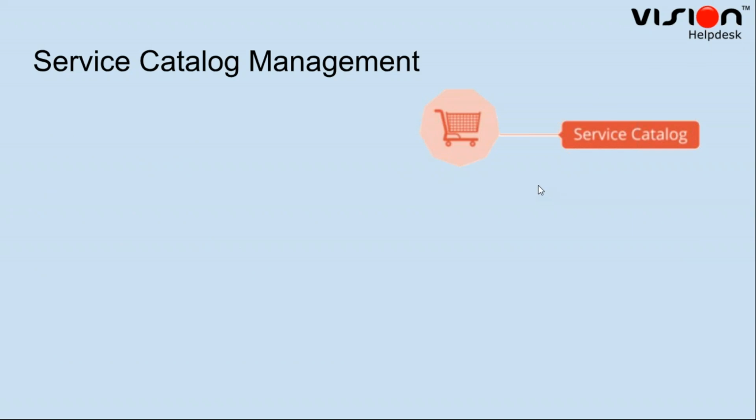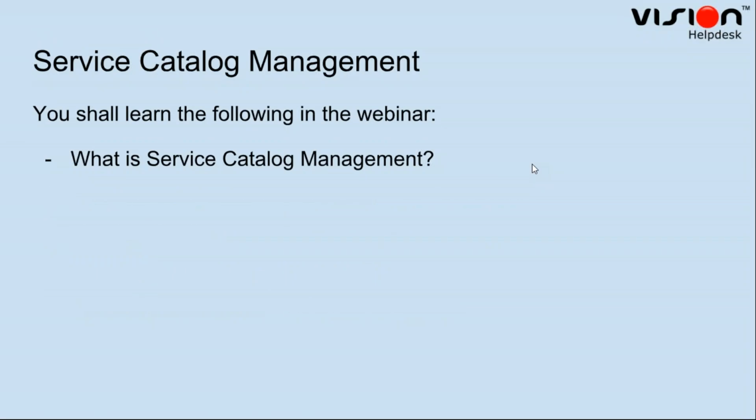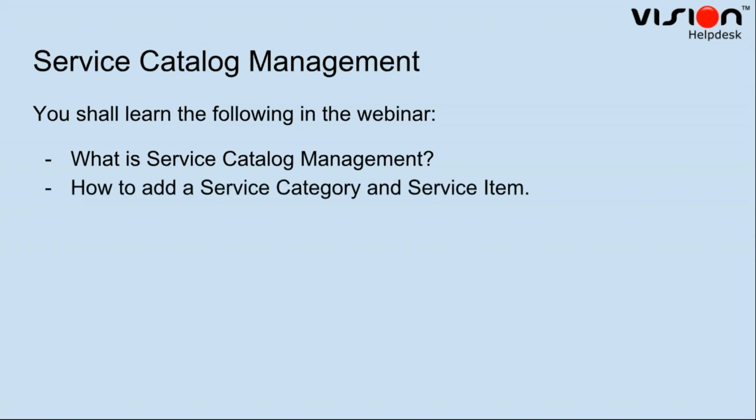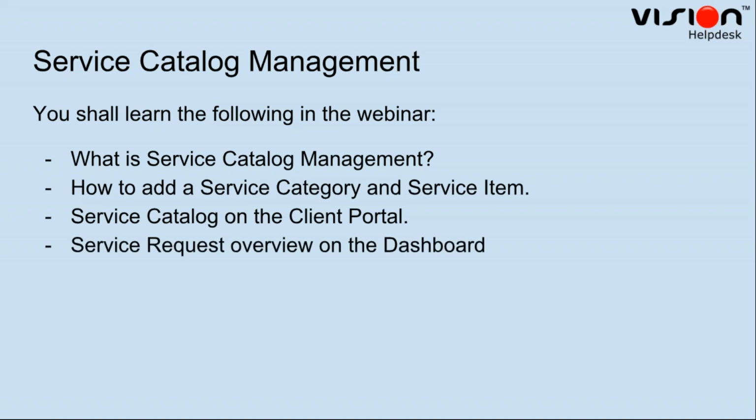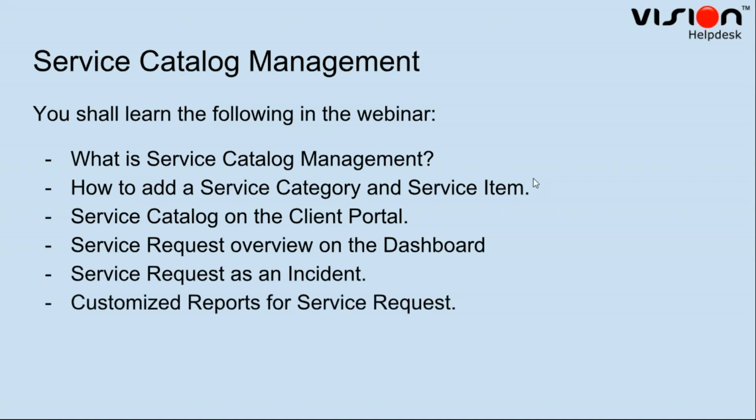So we're going to see now what is there in the service catalog and the service catalog management. So what are we going to learn in today's webinar? What it's going to cover. So we'll see what is a service catalog management, how to add a service category and a service item, the service catalog on the client portal, and service request overview on the dashboard, service request as an incident. And we'll see how to generate some custom reports for the service request.